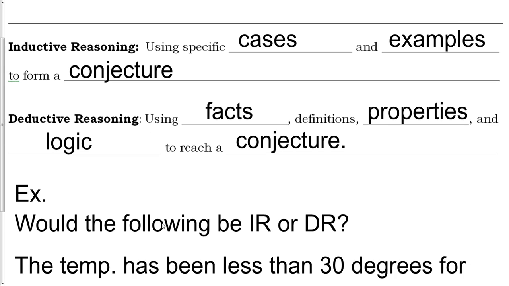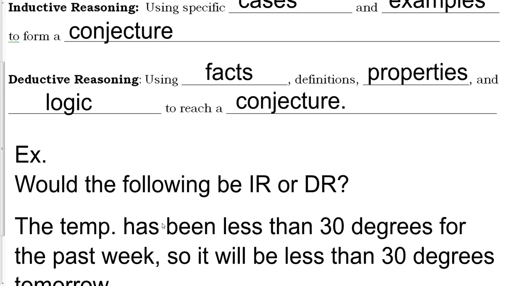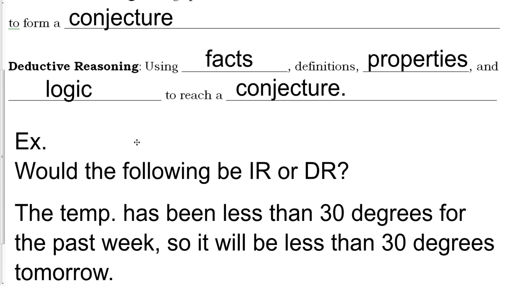So, an example, and this isn't on your sheet, but you can take a look at this anyway. Would this be inductive reasoning or deductive reasoning? If we make a statement like, the temperature has been less than 30 degrees for the past week, so it will be less than 30 degrees tomorrow. Well, thinking about that, is that more of us using a definition, a property, logic, facts to reach our guess? Or is that more us looking at a pattern of past things and making a determination based on that? And the answer is, of course, the second one.